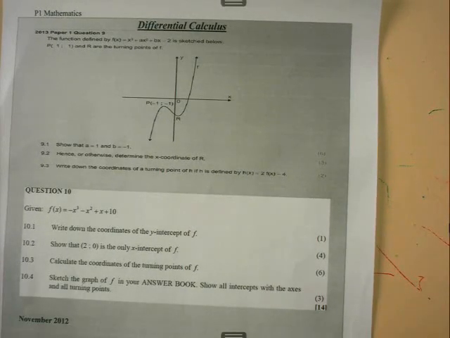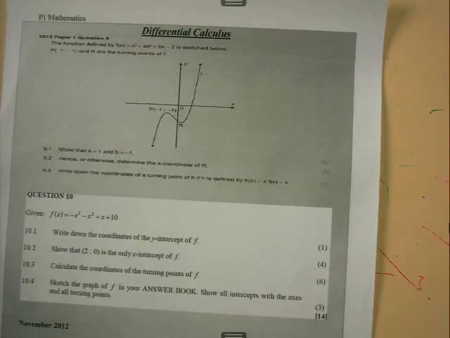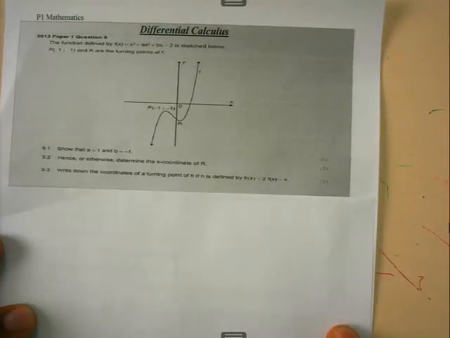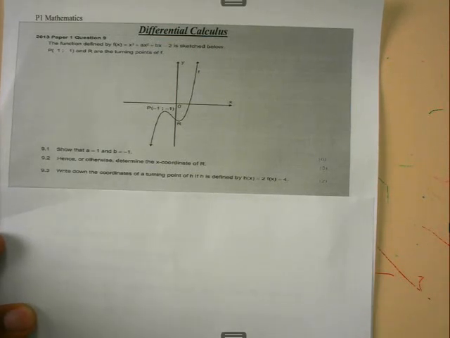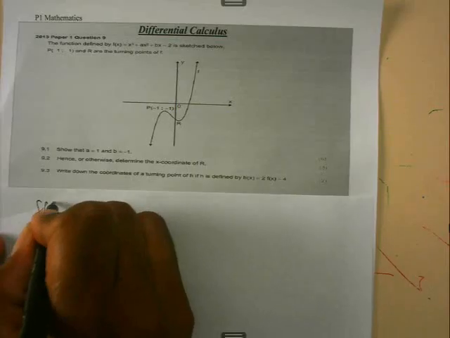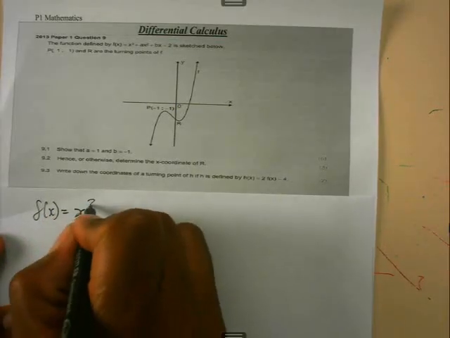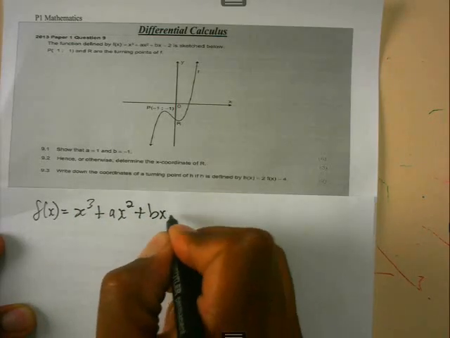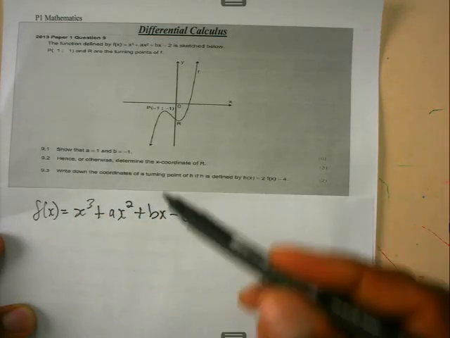The first question, we had 2 turning points. Now, what about the second one? Look at this one, 2013 paper 1, question 9. The function here is defined by f at x is equals to x to the power of 3 plus ax squared plus bx minus 2, and is sketched below.